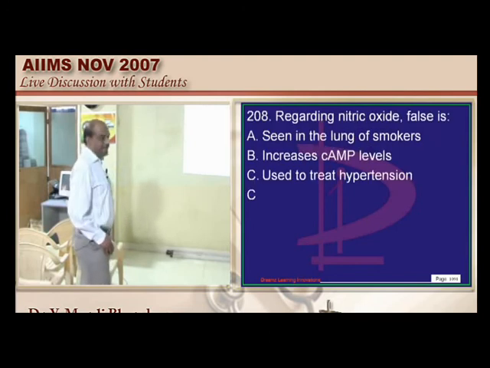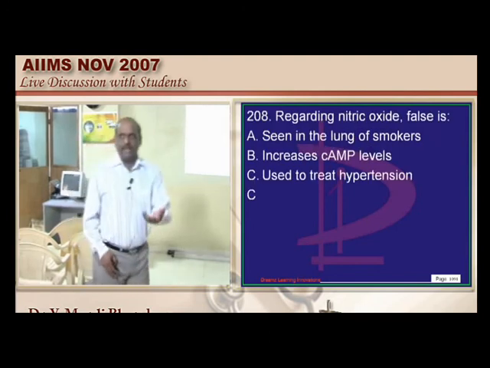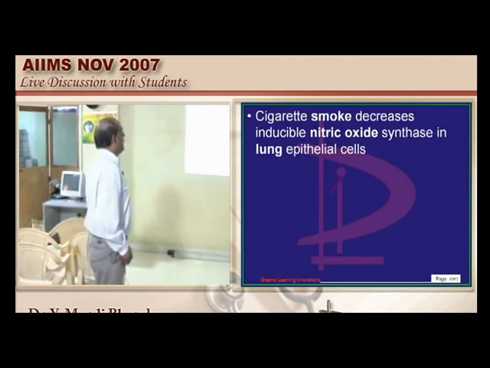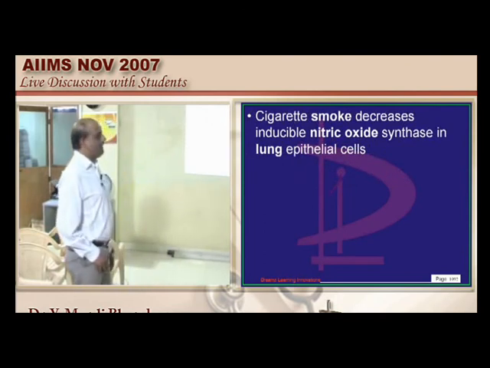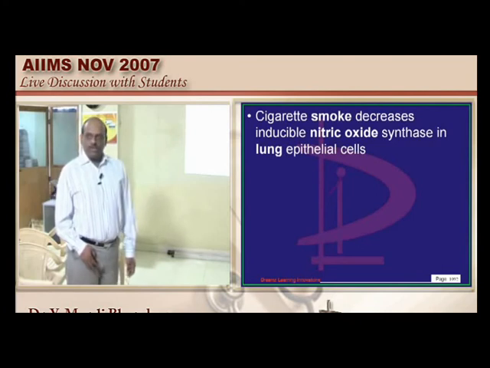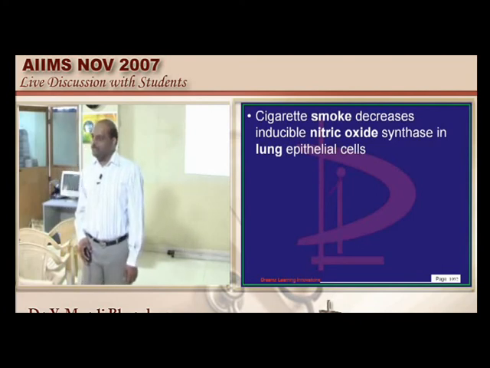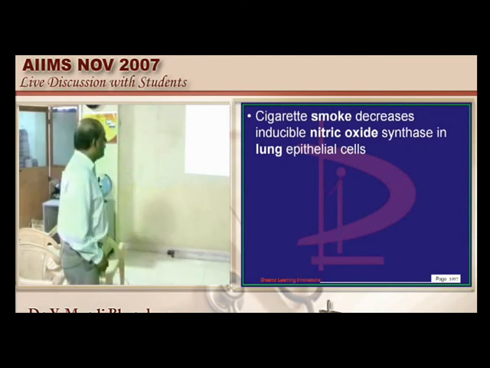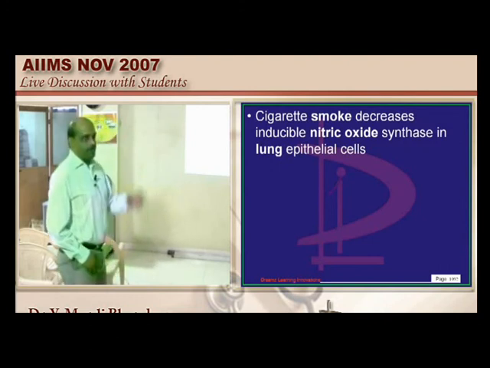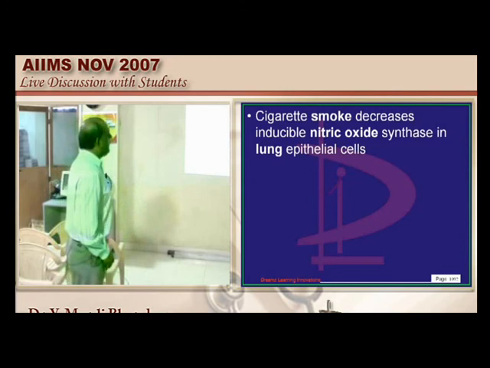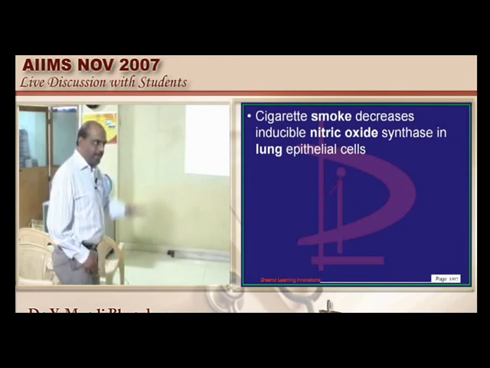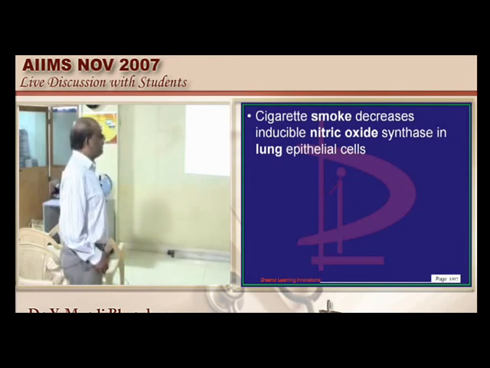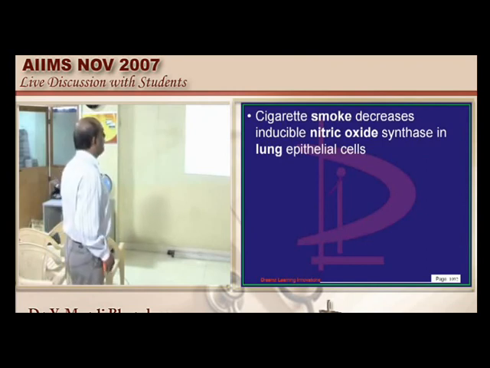Now nitric oxide, what is false about it? Another favorite topic of examiners. So it is cyclic GMP which is elevated. It is not used for systemic hypertension, but it is used for pulmonary hypertension anyway. I don't know whether pulmonary is there or not in the options. And in the lungs of smokers, what happens? Typically the nitric oxide synthase becomes diminished, hence nitric oxide production becomes diminished in those who smoke cigarettes.